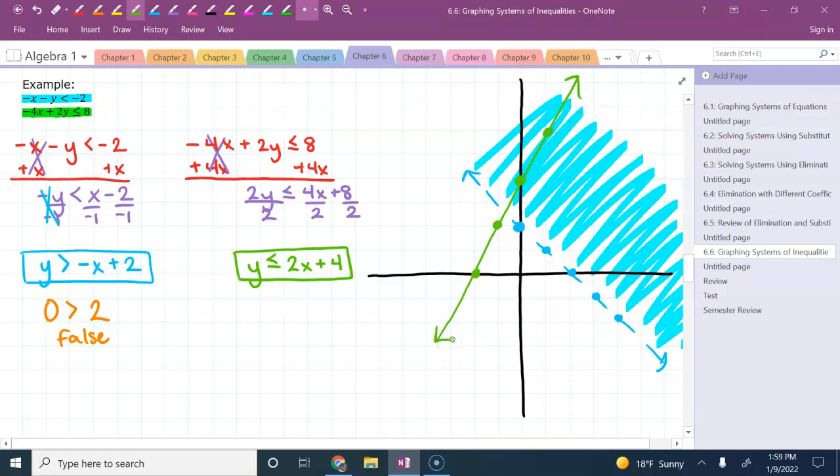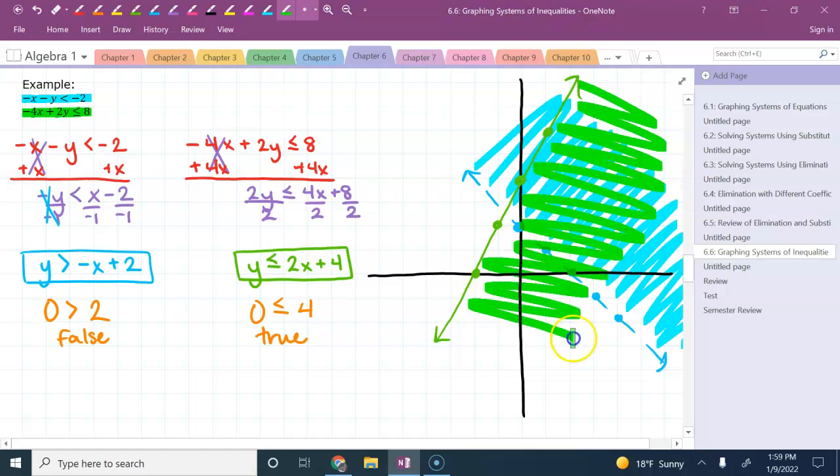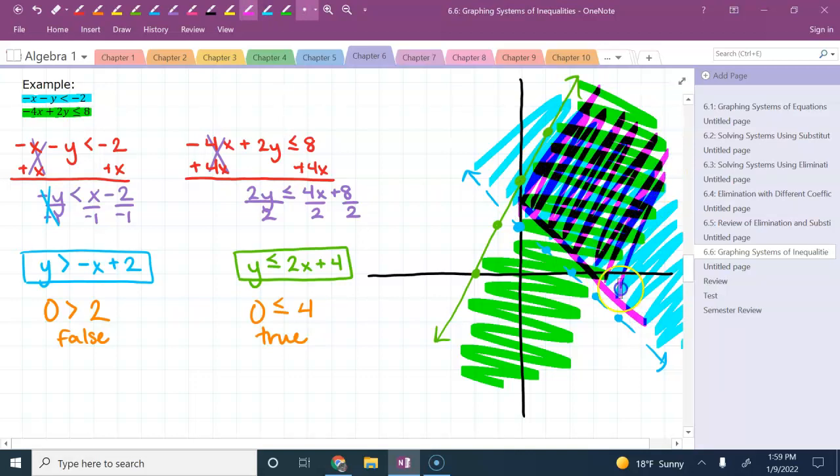So solid line. Now let's put 0 in for x and in for y. So we'd have 0 less than or equal to 2 times 0, which is 0, plus 4. So 0 is less than or equal to 4, which is true. So for the green line, I do want to include 0, 0, so I'm going to shade over here. And then once again, look for where your shading overlapped. It should be up in this area here. So just darken that in.